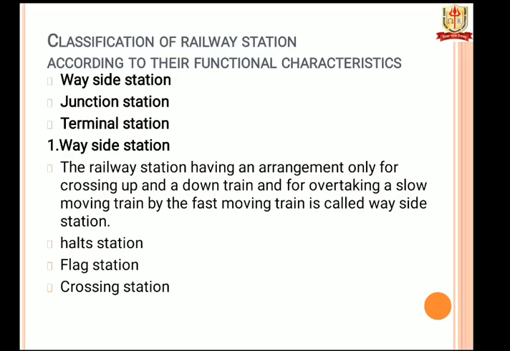Broadly speaking, the layouts required for passenger station and their yards can be divided into the following categories for the purposes of study. First is a wayside station, second is a junction station, and third is a terminal station. So, first is wayside station. The railway stations having an arrangement only for the crossing up and down trains and for overtaking a slow moving train by the fast moving train is called a wayside station.